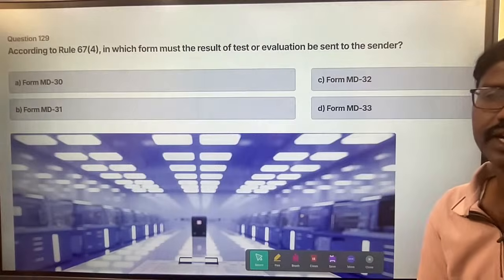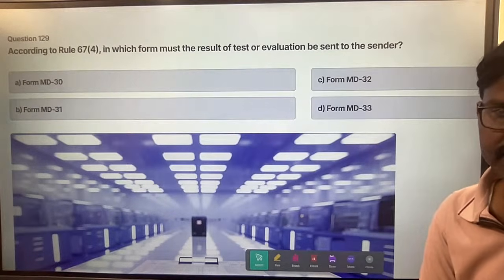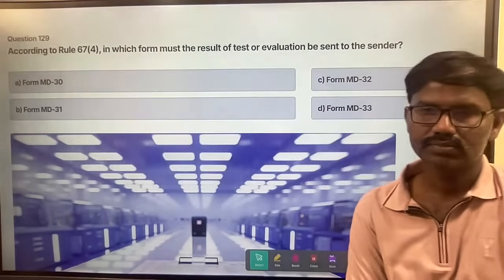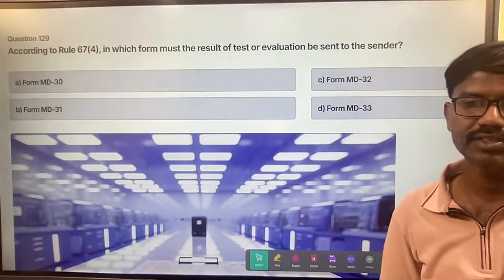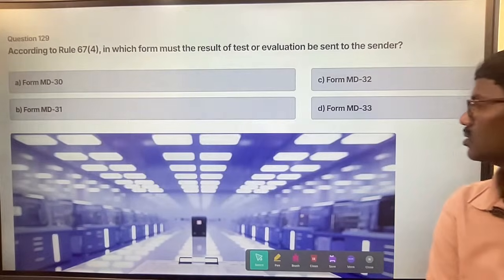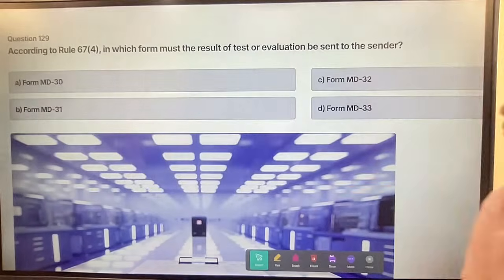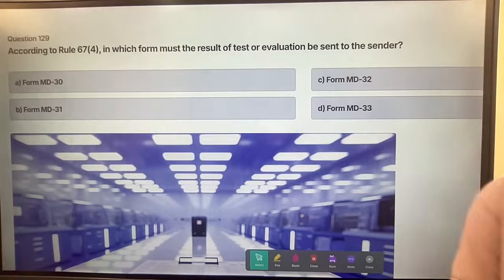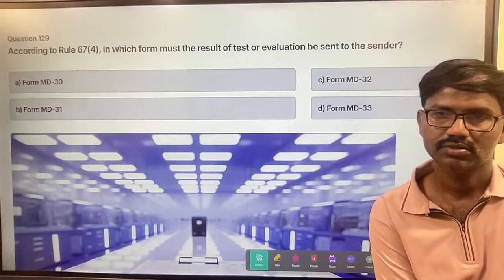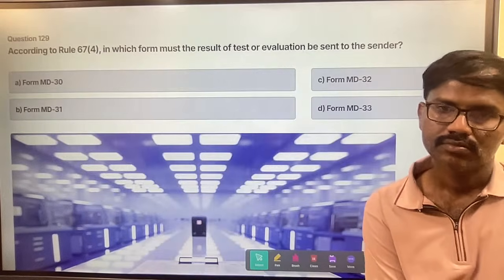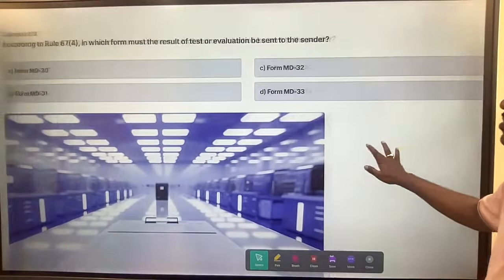Results, reports, and memorandum. Right, there is a sequence, right? 30, 31, 32, 33. 30, 31, 32. Okay, good. Testing officer forms 30, 31, 32. 32 results? Narsimha Reddy? Here it is mentioning result, not reports. Pavani also chose 32. Okay, let's see the correct answer.